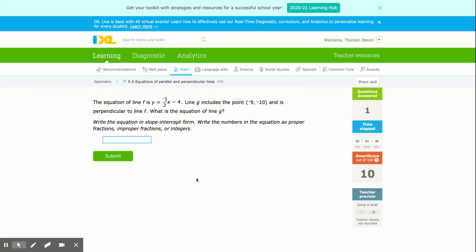Okay, so we're going to do it again. We're going to first find out we have this equation here with a slope of -3/2. Line G includes the point (-9, 10) and is perpendicular. Now remember, perpendicular means I'm going to take the slope of the original line and I'm going to flip it upside down. So I'm going to put the 2 on top, I'm going to put the 3 on bottom, and I'm going to change the sign. Since this one was negative, this one will be positive.